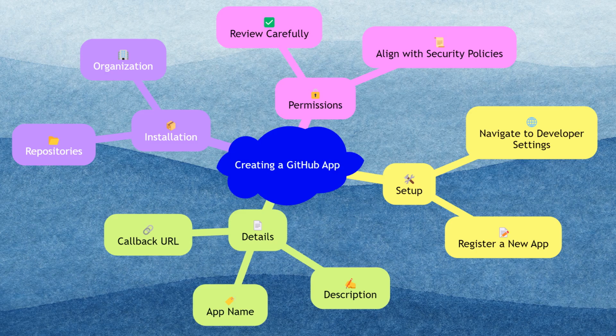To create a GitHub App, navigate to the GitHub developer settings and follow the prompts to register a new app. You'll need to provide details such as the app's name, description, and callback URL. Once created, you can install the app on your repositories or organization. During installation, you'll specify the permissions the app requires. It's crucial to review these permissions carefully to ensure they align with your security policies.